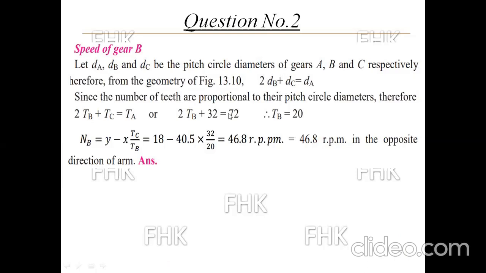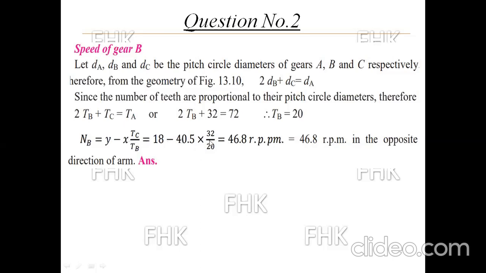From this diameter relation, I am writing 2 TB plus TC is equal to TA. Putting the values of TC and TA here, I am getting the number of teeth on gear B as 20 by solving this equation. TB is equal to 20. So putting the values: TB is 20, Y is 18, and X is 40.5.